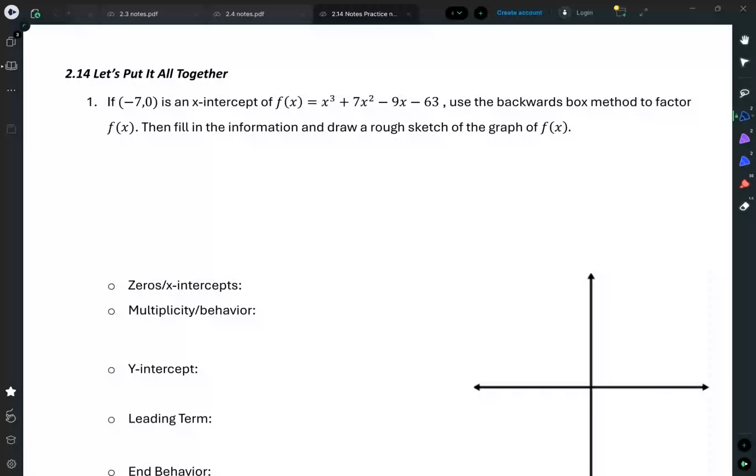So today for our notes, we're looking at section 2.14 in Algebra 2. Let's put it all together. So we're looking at the whole chapter. We're looking at putting this graphing together with factoring and the remainder theorem. We're kind of looking at everything.